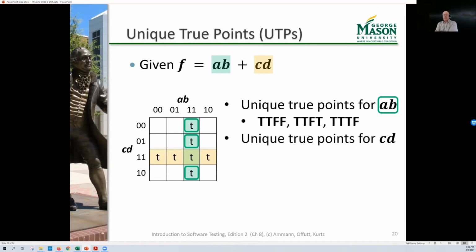Now, if I look at the unique true points for CD, I get something analogous, right? False, false, true, true, false, true, true, true, true, false, true, true are all the unique true points for CD, but not true, true, true, true, because while it's a true point, it's not unique to CD.